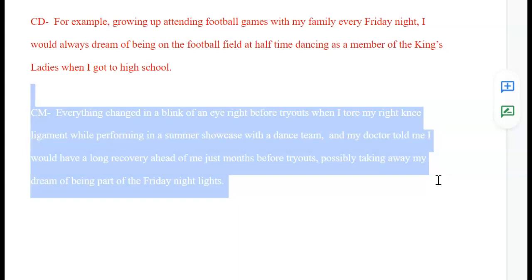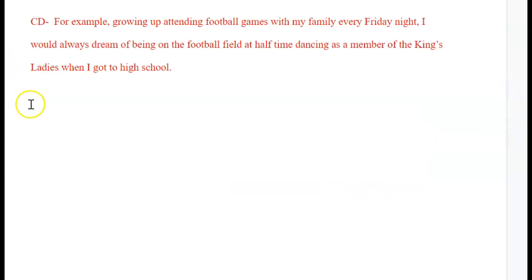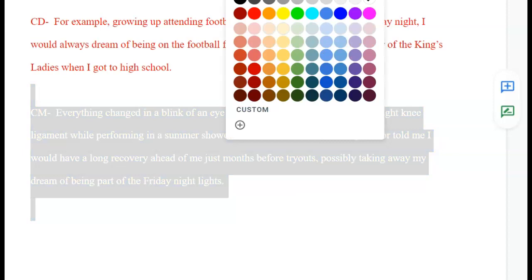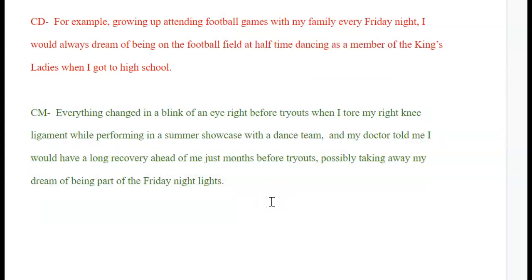Okay, so my commentary is, everything changed in a blink of an eye right before tryouts when I tore my right knee ligament while performing in a summer showcase with the dance team, and my doctor told me I would have a long recovery ahead of me just months before tryouts, possibly taking away my dream of being part of the Friday Night Lights. Oops, I forgot to make it green for you. Okay, so this is elaborating on what my fact was as my concrete detail.